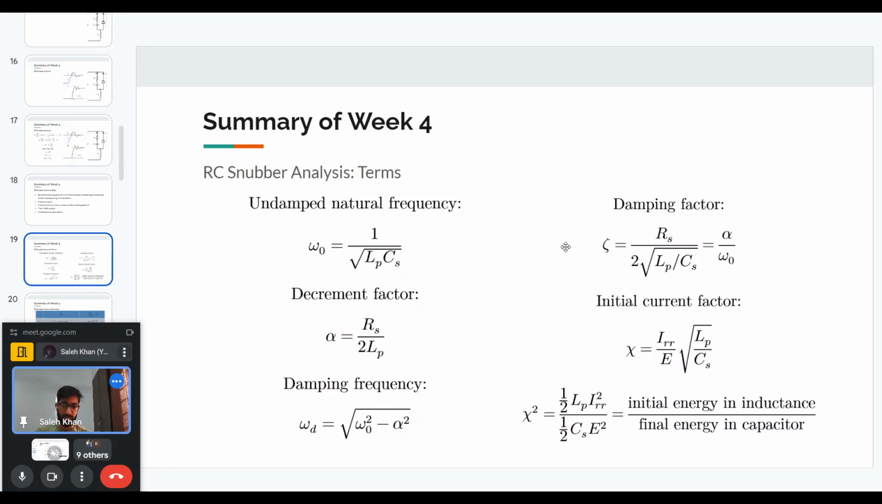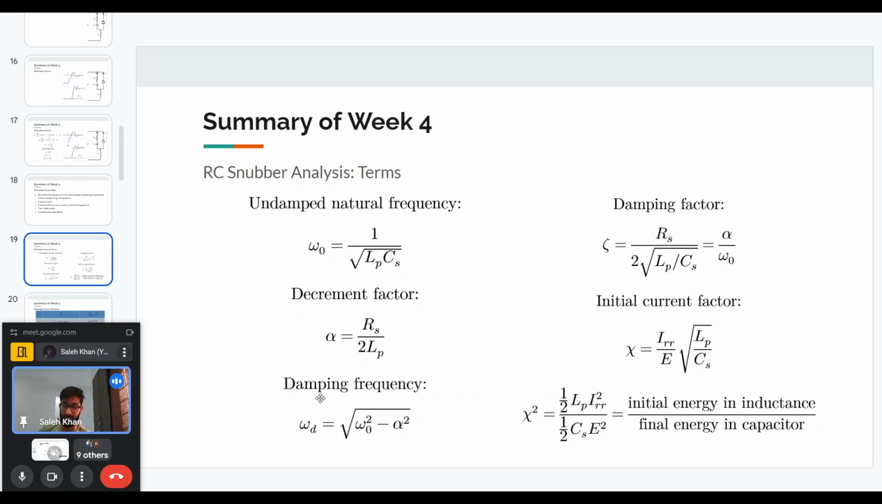So for the solutions, we have to see some terms in the analysis. The first term is the undamped natural frequency, which would be just 1 divided by the square root of LP times CS, the parasitic inductance times the snubber capacitance. This will be the undamped natural frequency. Then we have a factor called alpha, a decrement factor. It is defined as RS divided by 2LP.